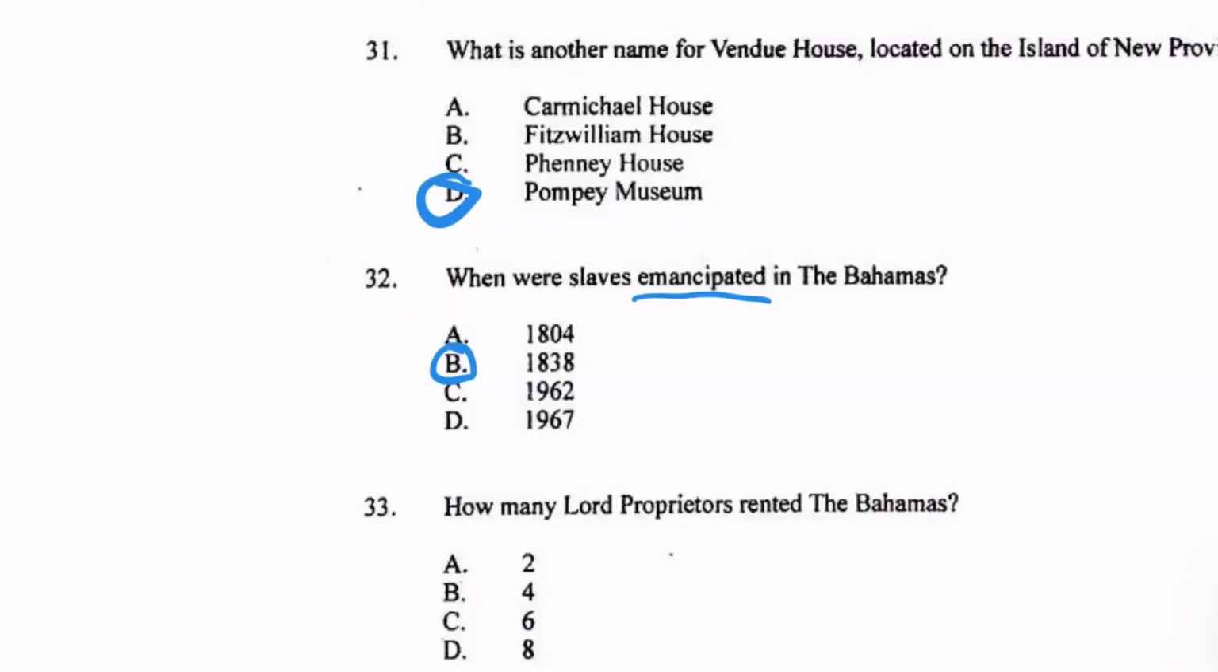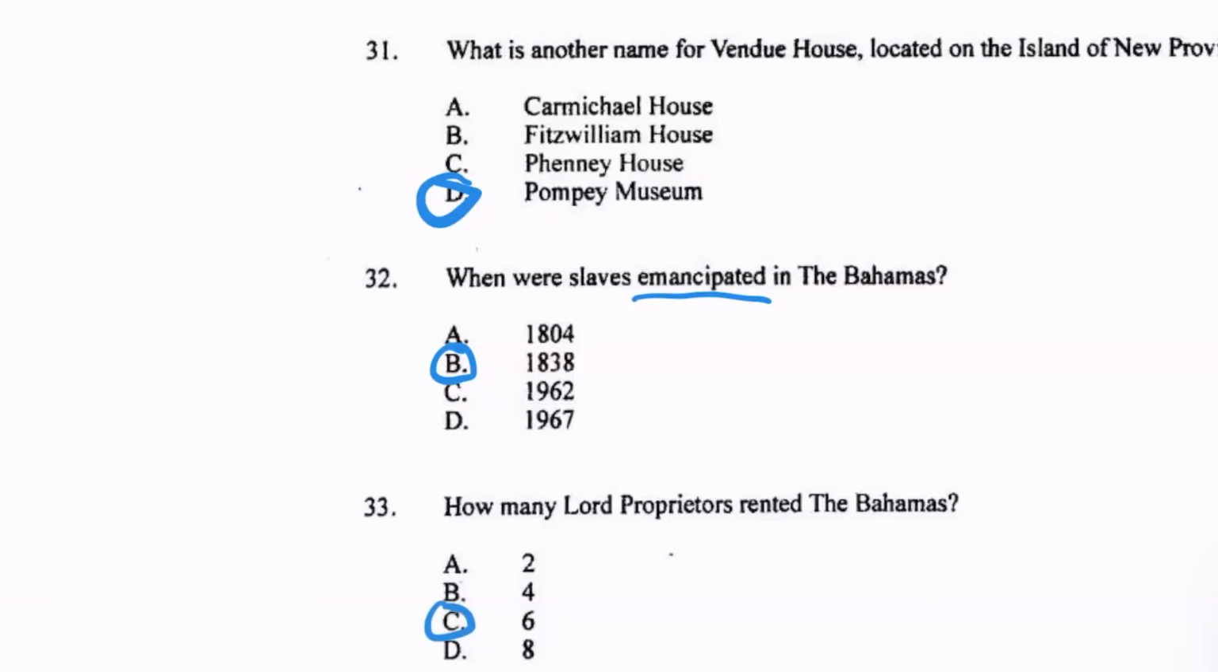All right, so number 33, how many lord proprietors rented the Bahamas? 2, 4, 6, or 8? Okay, most people are saying 6. I saw someone said D. Cairo, you said D. Okay, so let's clarify. The answer is 6.